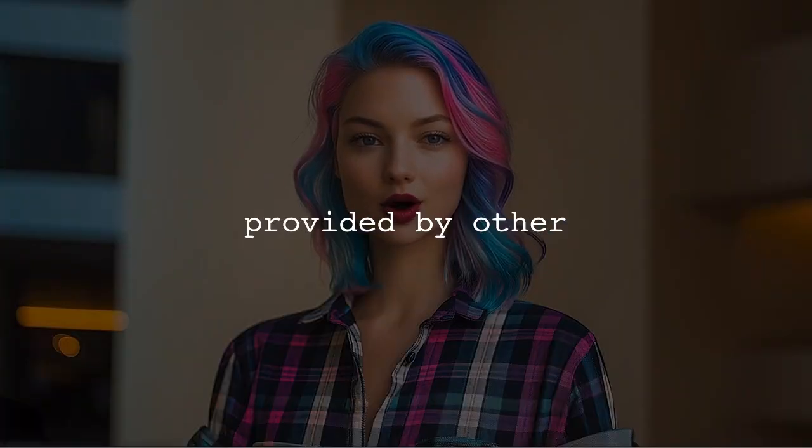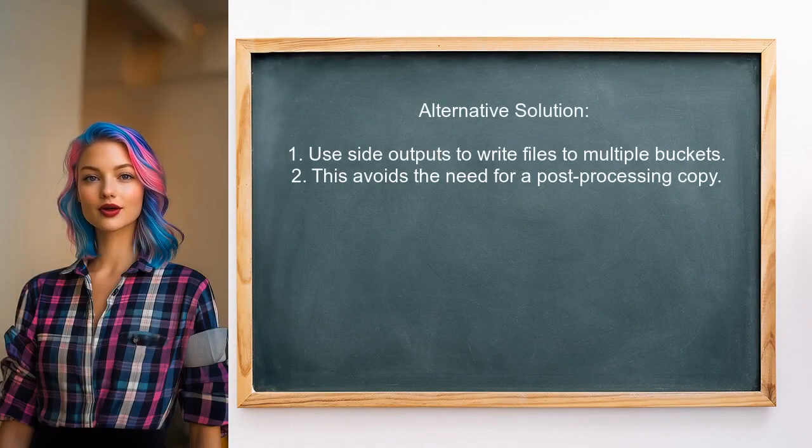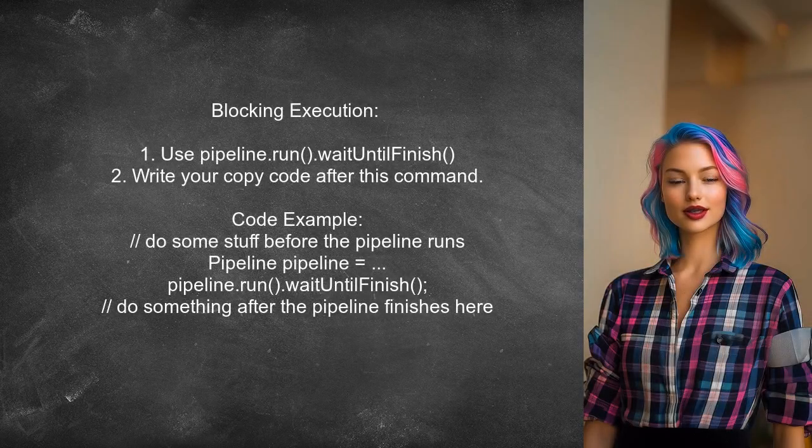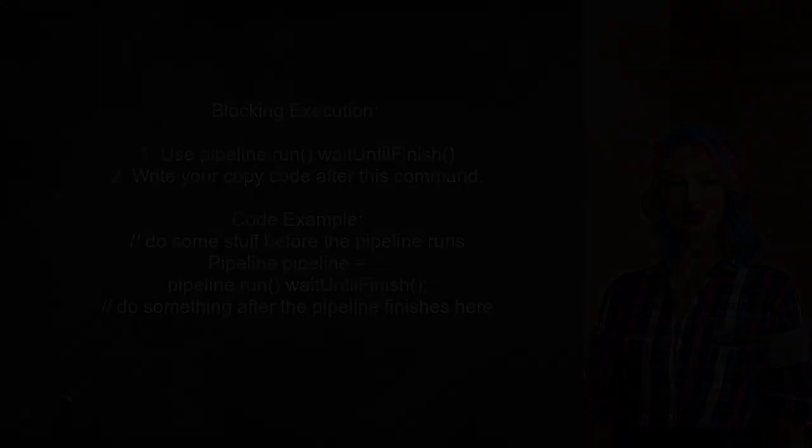Now let's look at the answers provided by other users. This user suggests an alternative approach to perform actions after your Dataflow pipeline has processed all data. They recommend using side outputs to write the file to multiple buckets directly, which can eliminate the need for a separate copy action. If side outputs aren't suitable, you can run your pipeline in blocking execution mode. This means using the command pipeline.run, wait until finish, and then placing your copy code right after that command.